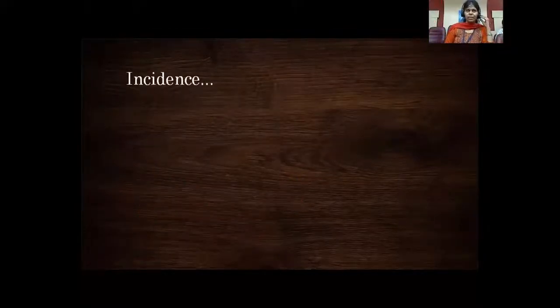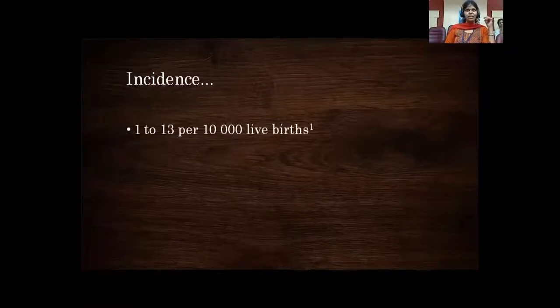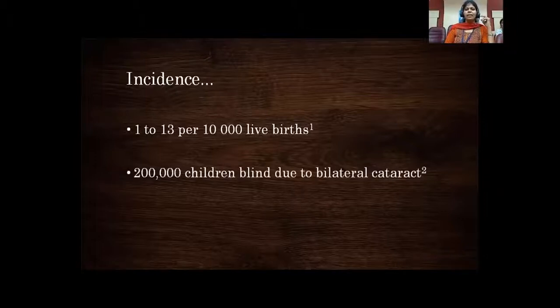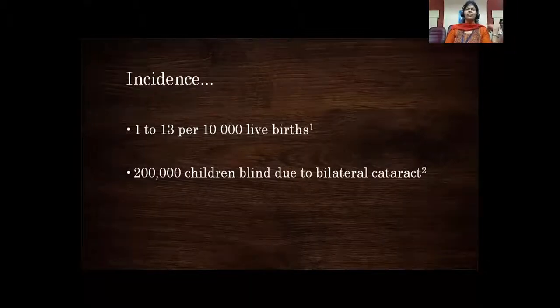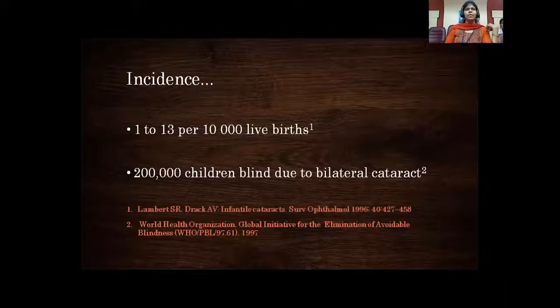As we all know, the incidence of pediatric cataract the world over is 1 to 13 per 10,000 live births, and it affects 200,000 children. 200,000 children become blind due to bilateral cataract. And as we all know, cataract is a treatable cause for blindness, and early treatment ensures a near normal life. And we are talking about children here, which means the life expectancy is going to be 60-70 years from the onset of the problem. So that is why this talk today is very important.